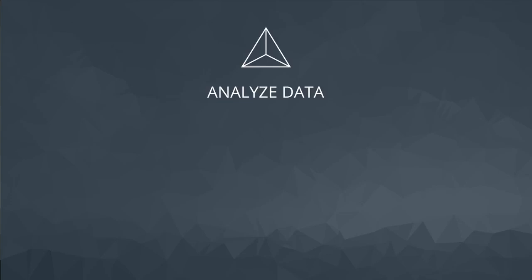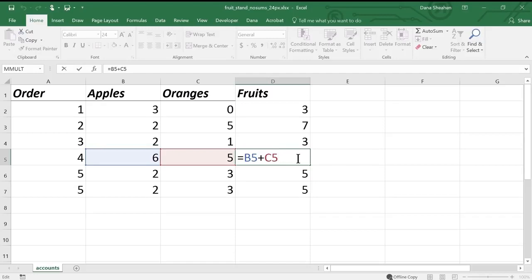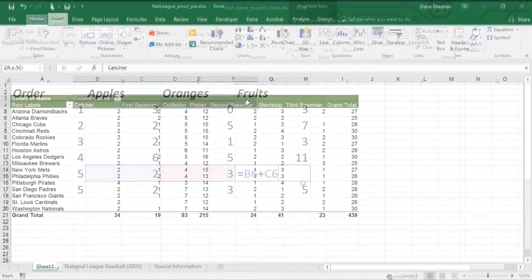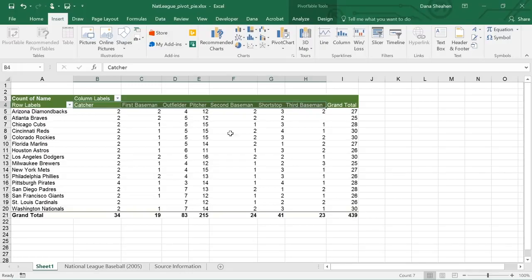Well, we start with a lot of information about something, our data, such as how many apples and oranges were ordered in the fruit stand example, or rosters and salaries in the baseball players example. This data by itself doesn't mean much until we start asking and answering questions about it. For example, how many pieces of fruit on average were in each order? Or what's the average salary for an American League baseball player in 2003?